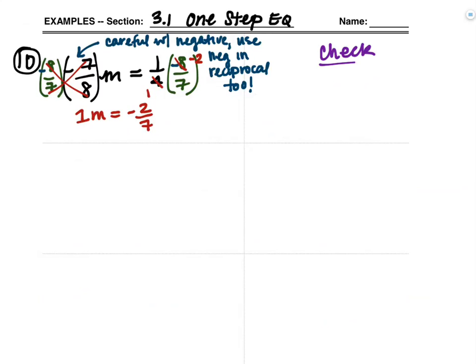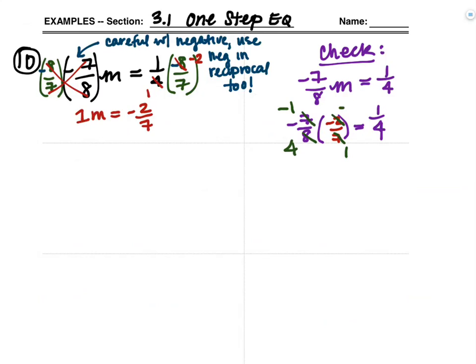So let's go ahead and check that out. Writing our original equation of negative 7 over 8 times m equals 1/4. And we're going to plug in that exact answer of negative 2 over 7. Now the 7's can cancel out. We get a 1 and a negative 1. And the negative 2 and the 8 also can cancel because we have a 2 in common with both of those. This gives me a positive 1 over 4, which is what we wanted to see as 1/4. So it does check out and we can box in our answer.